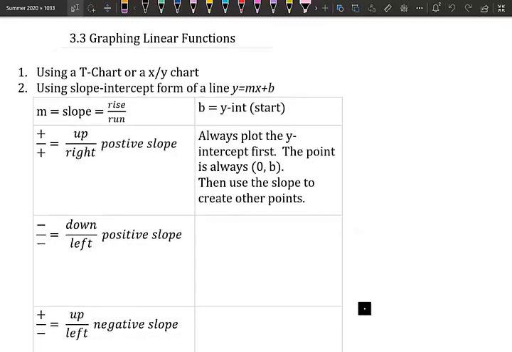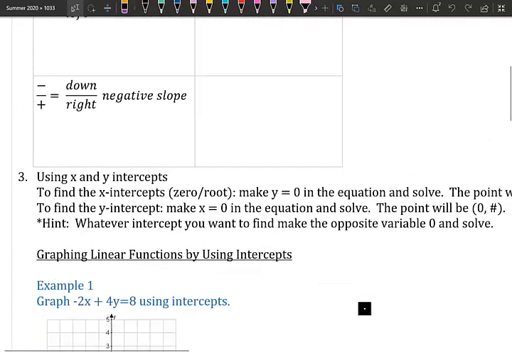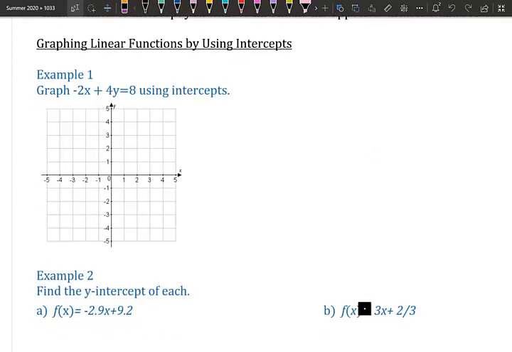3.3 Graphing linear functions. So we've kind of already talked about the different ways to graph. Now we're going to practice them a lot more. So let's graph using intercepts. Since we have practiced this, go ahead and pause it and try it on your own.